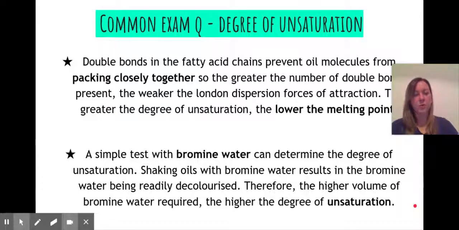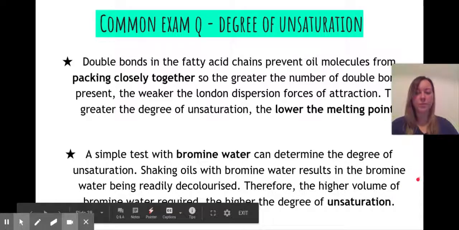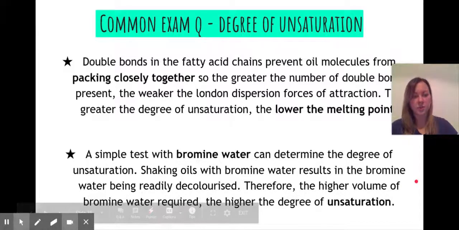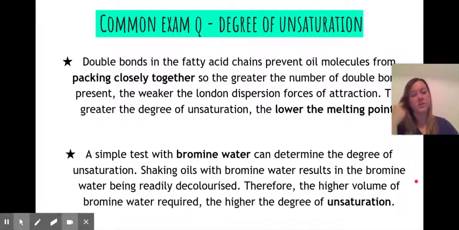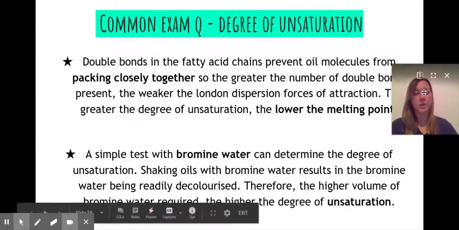So the more bromine you can add to your compound in your test tube, the higher the degree of unsaturation. In other words, the more double bonds there are. The higher the volume of bromine water required, the higher the degree of unsaturation. So that can be a good way to test how unsaturated an oil might be.